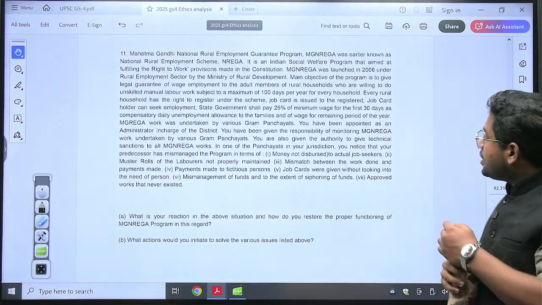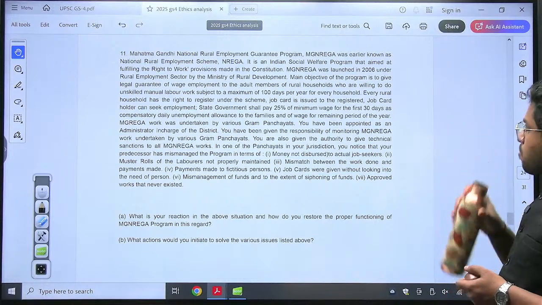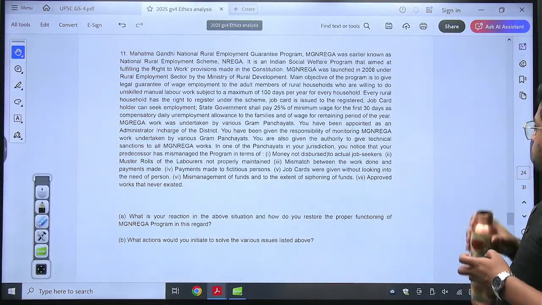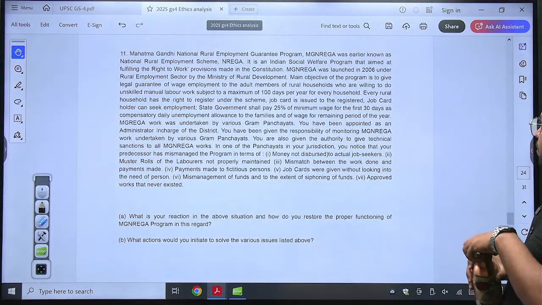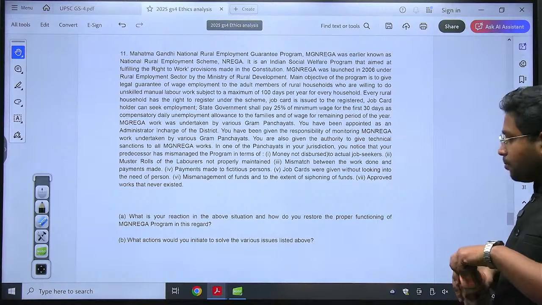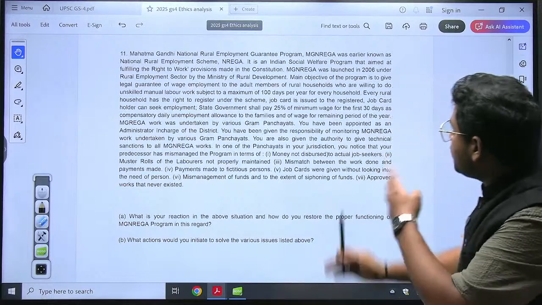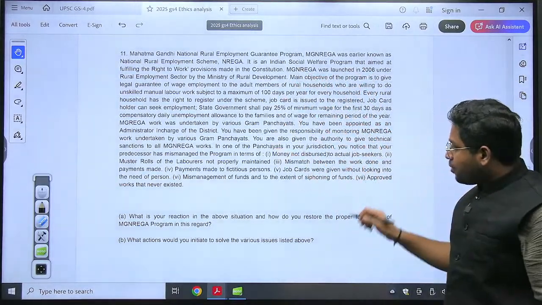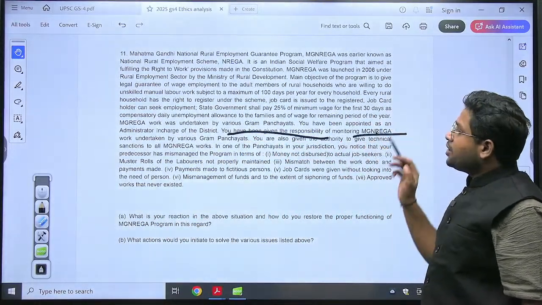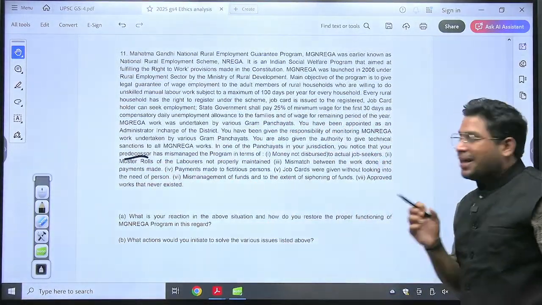Okay, you can read this. Okay, so the initial story is nothing. You are an officer and this implementation of MGNREGA is happening. Now you find out something. The main thing is written from here. You have been given this responsibility to monitor this MGNREGA work. And you find out that someone who worked earlier, the predecessor, has mismanaged the program.